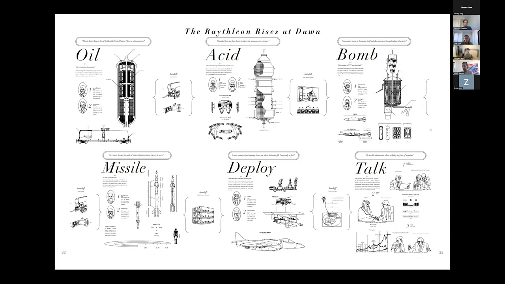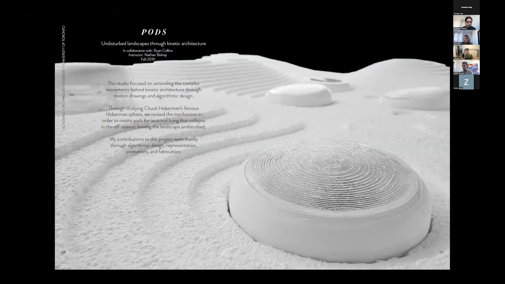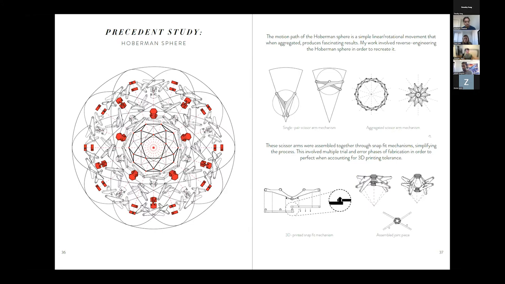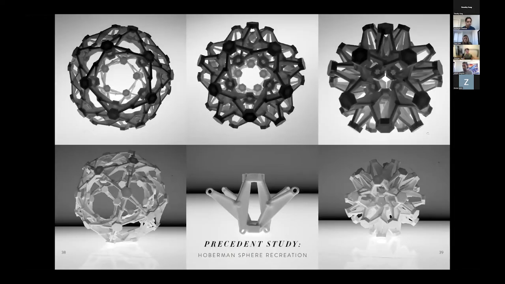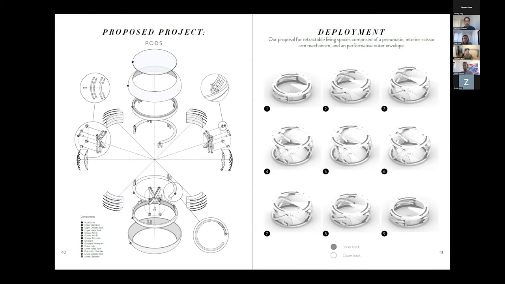So the first project was my strongest project, and this is the second strongest. It's the other tech studio, where we looked at the Hoberman Sphere. I think maybe some of you have done this before, it's the kinetic architecture studio. We looked at recreating that mechanism and then repurposing it to something else.